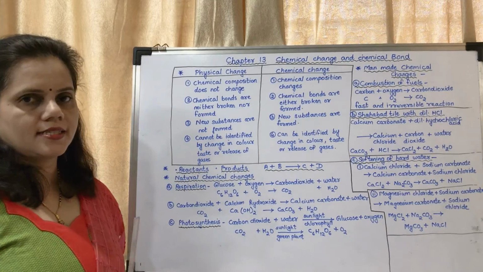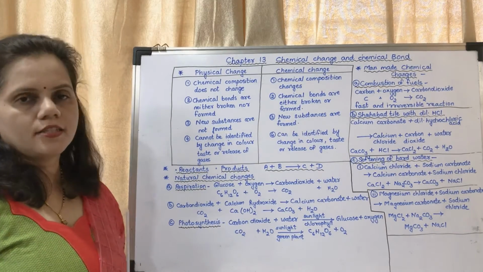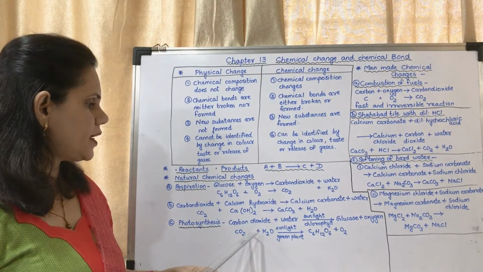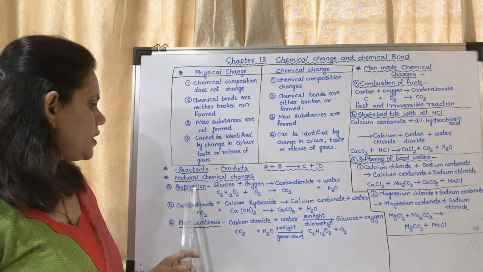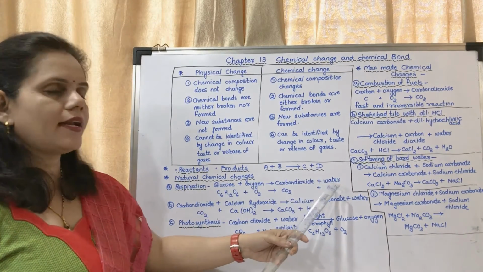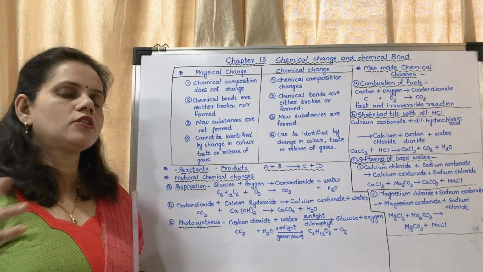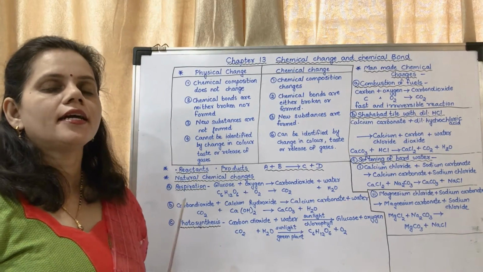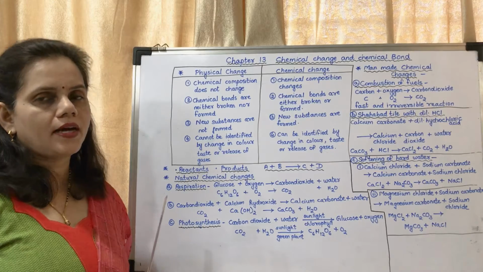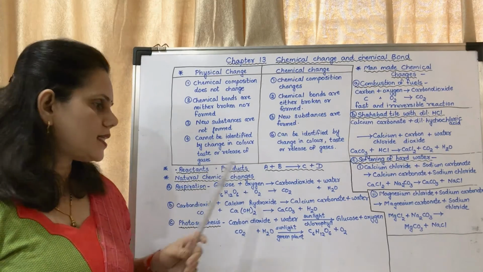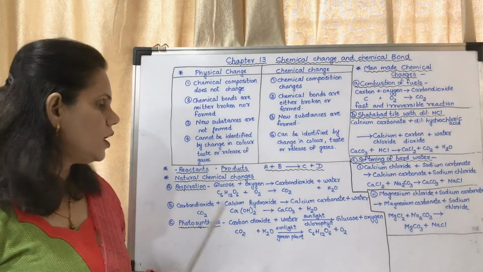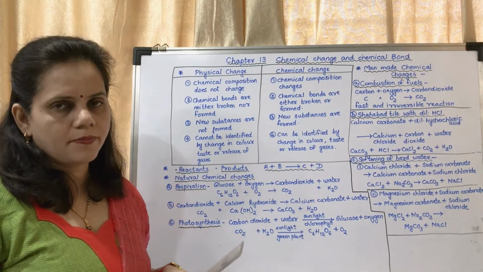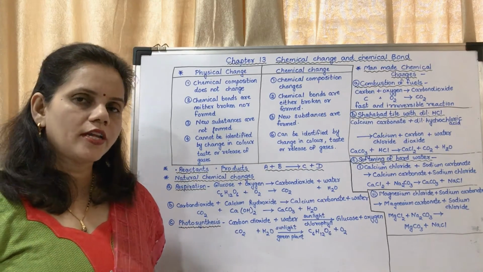Next is photosynthesis. Photosynthesis is opposite to that of respiration. You may see, in photosynthesis, what are the reactants? Carbon dioxide and water. In respiration, what are the products? Carbon dioxide and water. Okay, so photosynthesis is opposite to that of respiration. So during photosynthesis, green plants absorb carbon dioxide from the atmosphere and water from the soil. In presence of sunlight and chlorophyll, that carbon dioxide reacts with water to form glucose and oxygen, which is used up by the plant body or stored in the plant body.